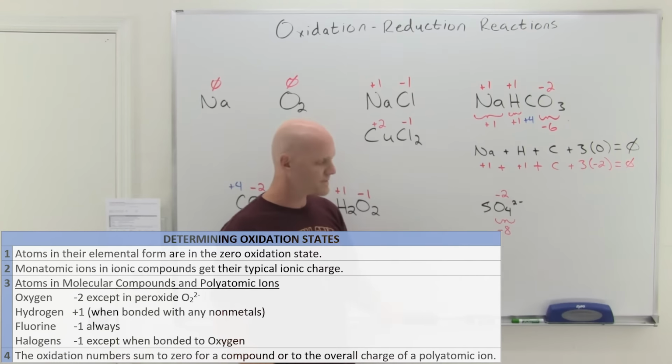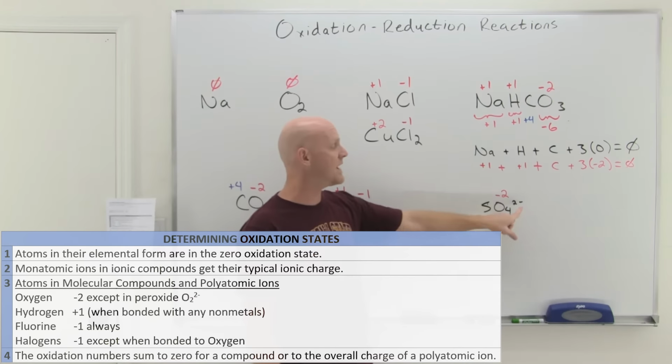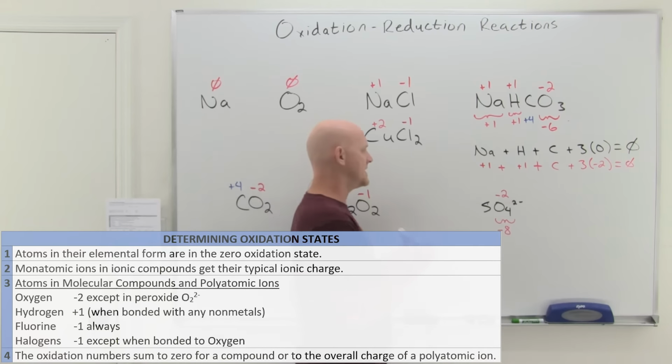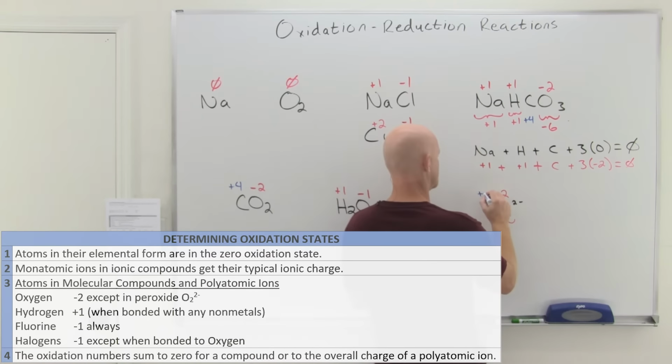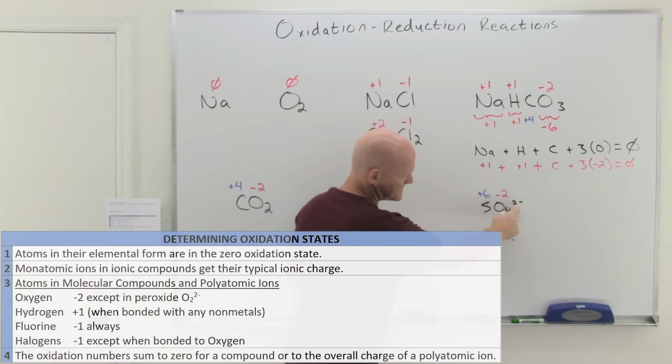And so then finally, sulfur is going to have to balance the rest of this out. If we were balancing it out to 0, then we could see it needs to be +8. But we don't need to balance it out to 0 now. We need to balance it out to -2, in which case we can see that sulfur is going to have to be +6 instead, because 6 minus 8 is -2.